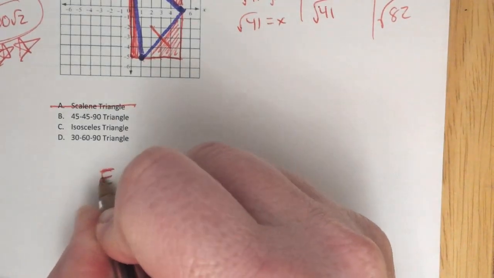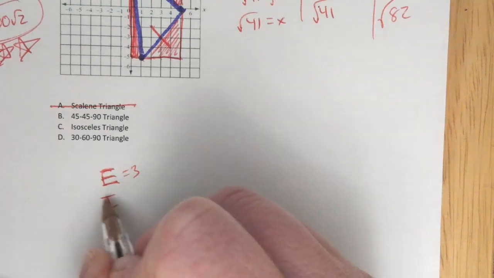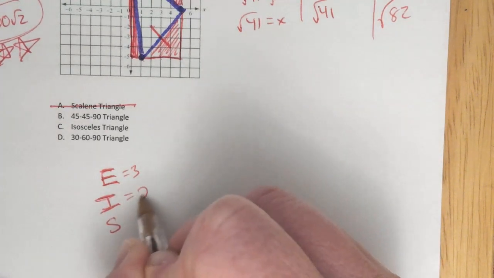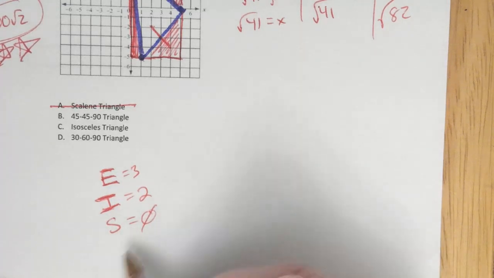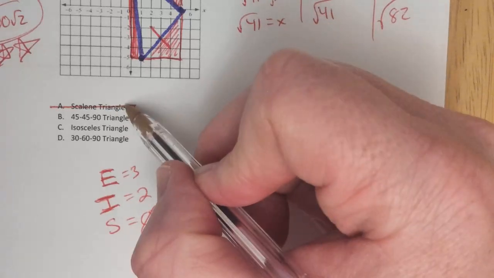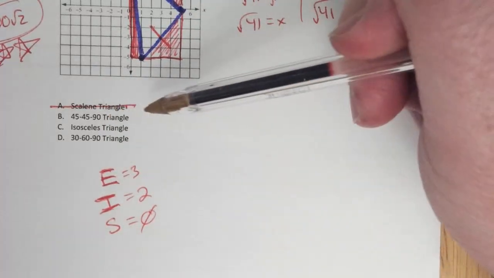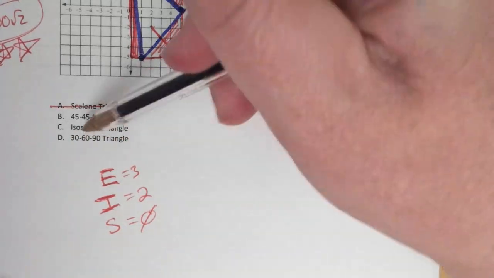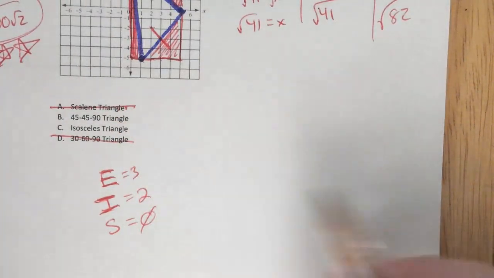Equilateral has 3 horizontal lines, so that means three sides are equal. Isosceles, 2 sides are equal because we have 2 horizontal lines, and scalene has 0 horizontal lines, so 0 sides are equal. So it's definitely not scalene, right? Because we need 2 equal sides. It's definitely not 30-60-90 because the 3 sides are totally different. So we need at least 2 equal sides. So it's between these two.